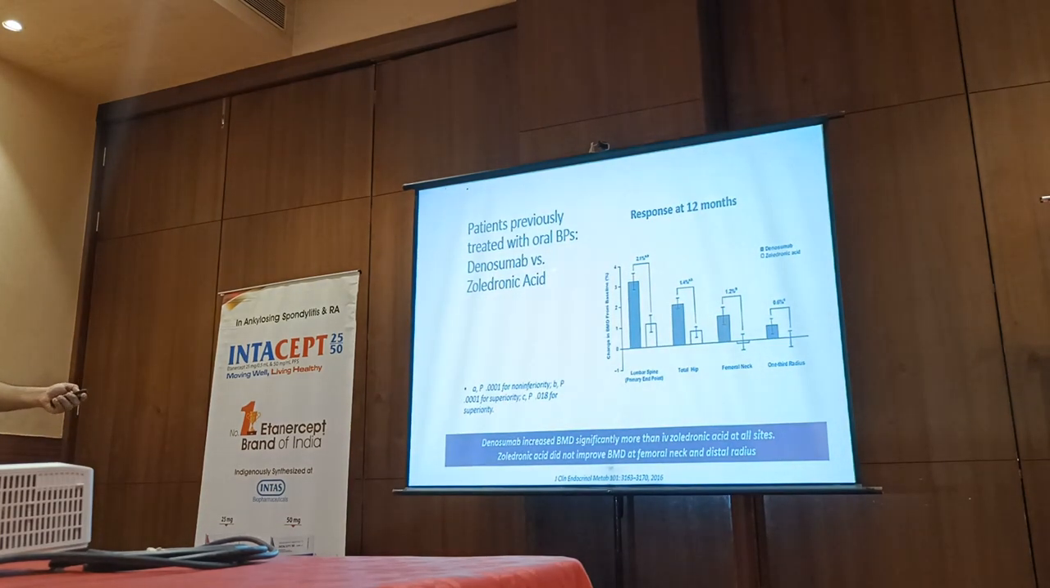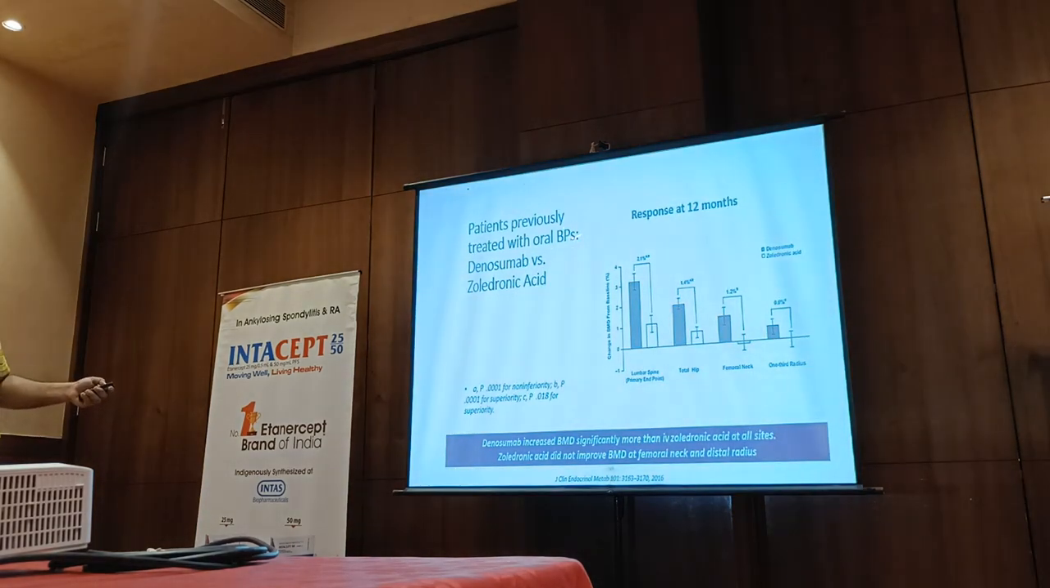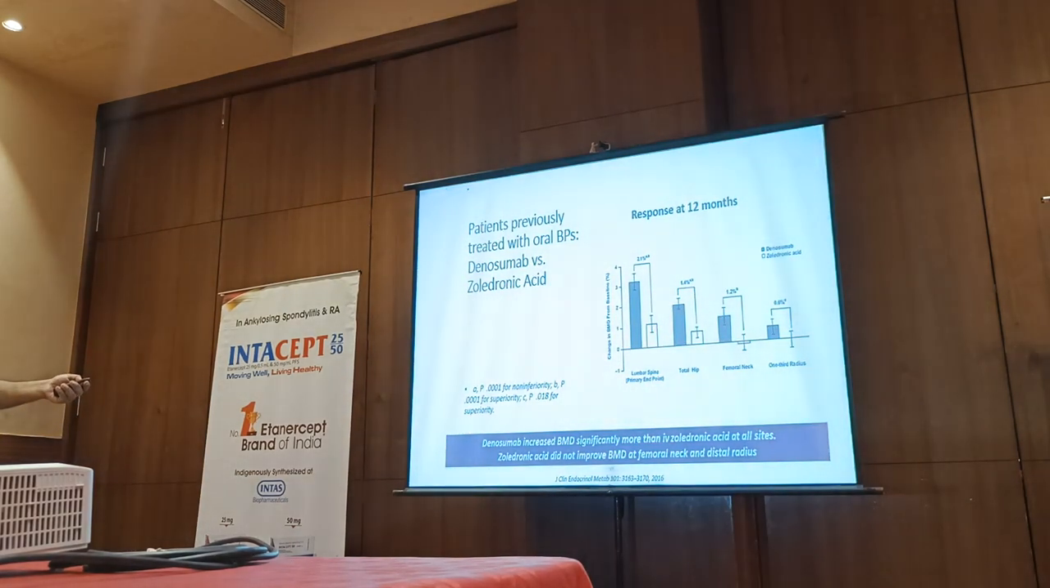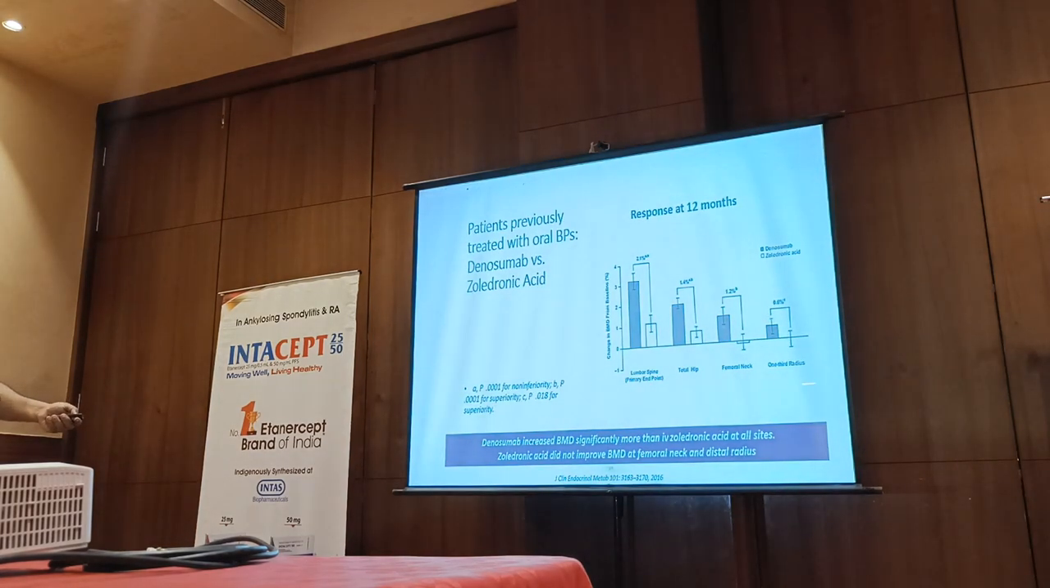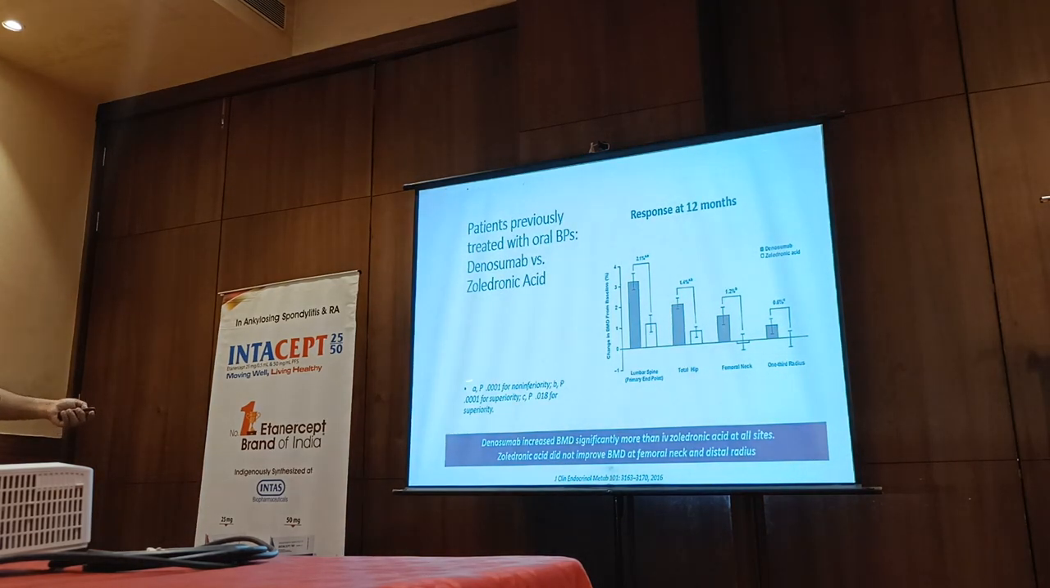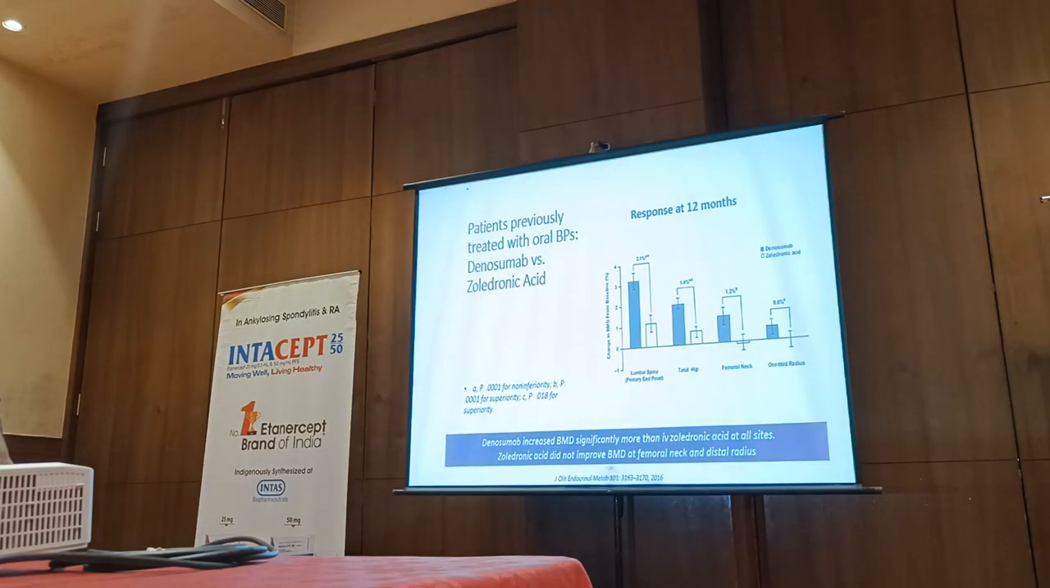Patients previously treated with oral BPs, denosumab versus zoledronic acid. The BP here is bisphosphonate. So now, for those previously treated with bisphosphonate, what is our choice? Whether to take denosumab or to take zoledronic acid. Here you can see the response to denosumab is quite high compared to zoledronic acid in all the vulnerable areas: lumbar spine is very high, total hip is high, femoral neck is high, at least in the one third radius. So denosumab increases bone mineral density significantly more, with statistical significance, than IV zoledronic acid at the sites. Also, giving IV zoledronic acid is much more difficult compared to subcutaneous therapy with denosumab.